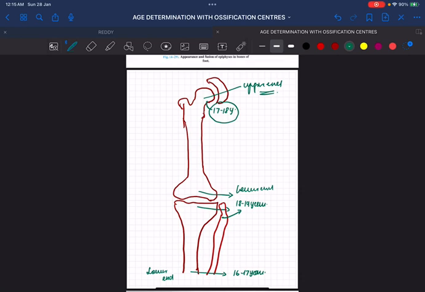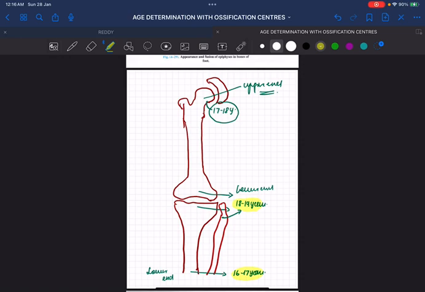So at 17 to 18 years, the upper end of the femur will be fused. If it is unfused, we will see irregular lines in the radiograph. If it is fused, we won't see such lines. Lower end of the femur and upper end of the tibia fibula, remember together, both will be fusing by 18 to 19 years. Lower end of the tibia fibula will be fusing by 16 to 17 years. So 17 to 18, 18 to 19, 16 to 17.